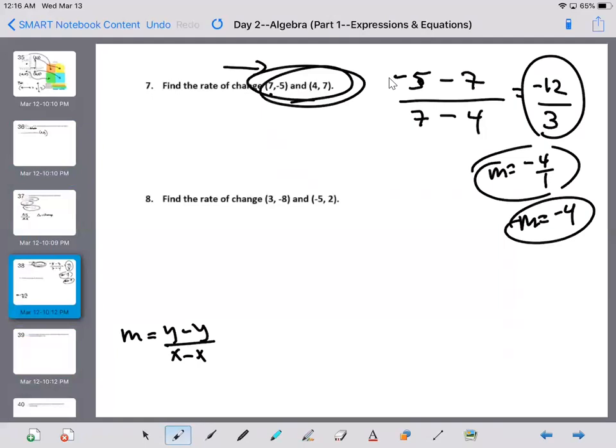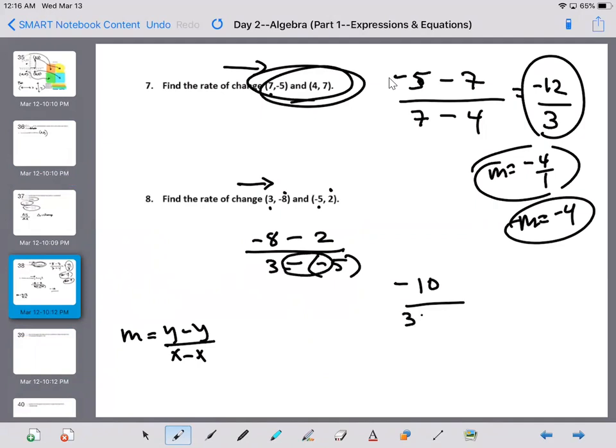Here I like to go left to right, so I'm going to start with -8, the y value, and then I'm going to subtract 2. So I took my y and subtracted y, and then I'm going to come back to this x and subtract the other x. So what's -8 take away 2? That's going to be -10. And then what's 3 subtract a negative? That's going to be 3 plus 5.